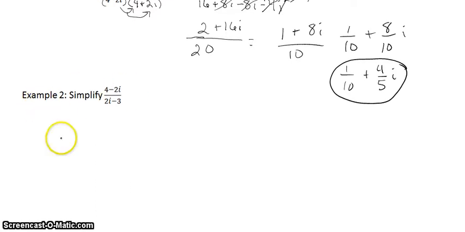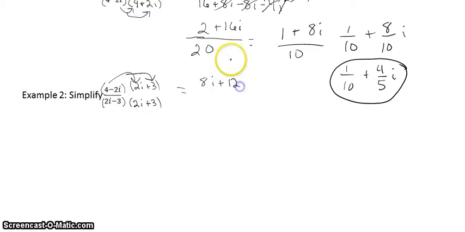Okay, now we're basically doing the same thing on the second example. We're going to multiply top and bottom by the conjugate, so I'm going to multiply by 2i plus 3, 2i plus 3 on top and bottom. I'll FOIL the top and bottom. So I'm multiplying the 4 across first, so I'll have 8i plus 12, and then I'll multiply the negative 2i across, so minus 4i squared minus 6i. Okay, I'll simplify that here in a little bit.